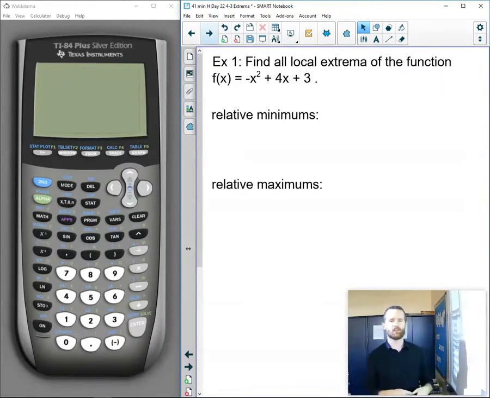Now let's jump in and do some real examples. So example one, we have to find all local extrema of the function negative x squared plus 4x plus 3.